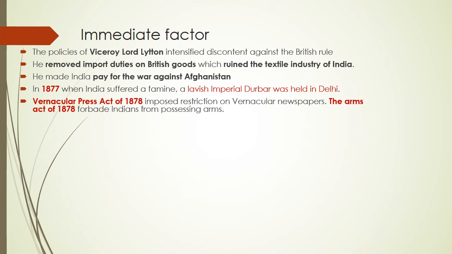The Vernacular Press Act of 1878 imposed restrictions on vernacular newspapers. The Arms Act of 1878 forbade Indians from possessing arms. Both these acts evoked sharp reactions from all sections of the society.